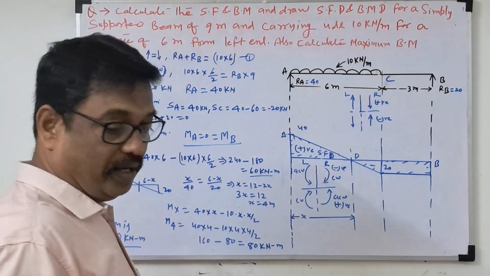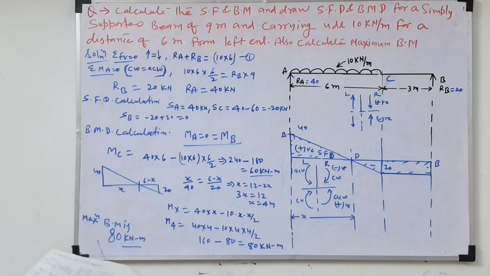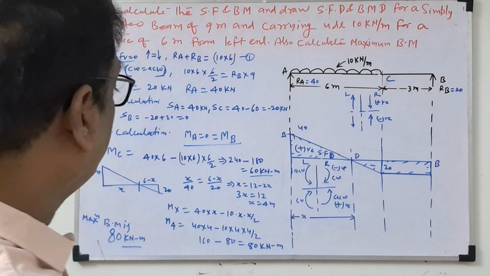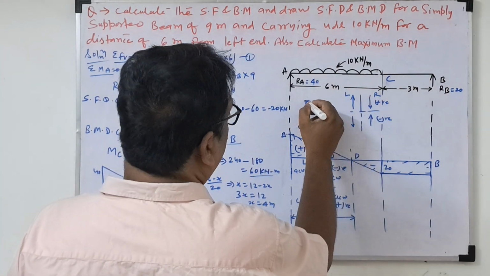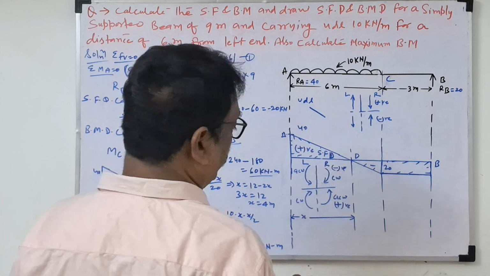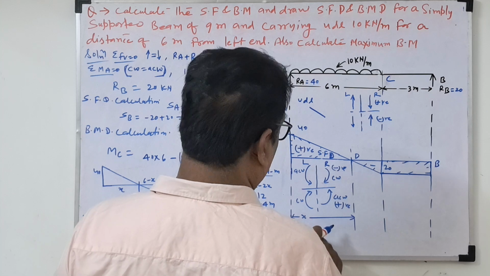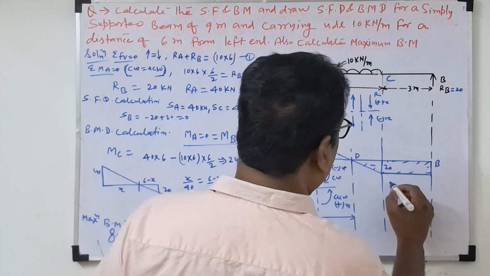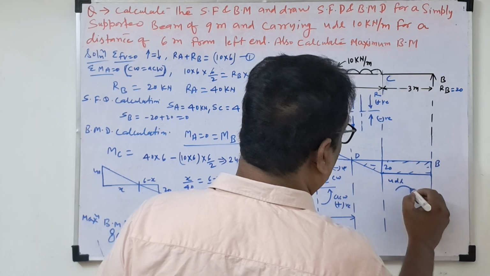Now we'll draw the diagram. So now we can draw the diagrams. We know the maximum bending moment is 80 kilonewton meter. So we'll draw the diagrams now. What is there? UDL. UDL means the shear force diagram will be an inclined line. Now here, UDL means the bending moment diagram will be a parabola.